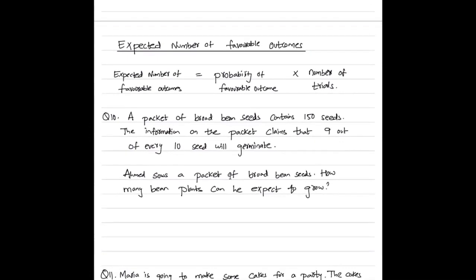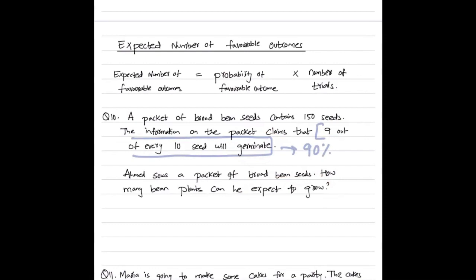For example, a packet of broad bean seeds contains 150 seeds. The information on the packet claims that 9 out of every 10 seeds will germinate. Ahmed sows a packet of broad bean seeds. How many plants can he expect to grow? So the packet comes with some kind of assurance. It claims that 9 out of every 10 seeds is going to germinate. So they are giving you the probability that 90% of the seeds are going to germinate. They are going to be converted into plants.